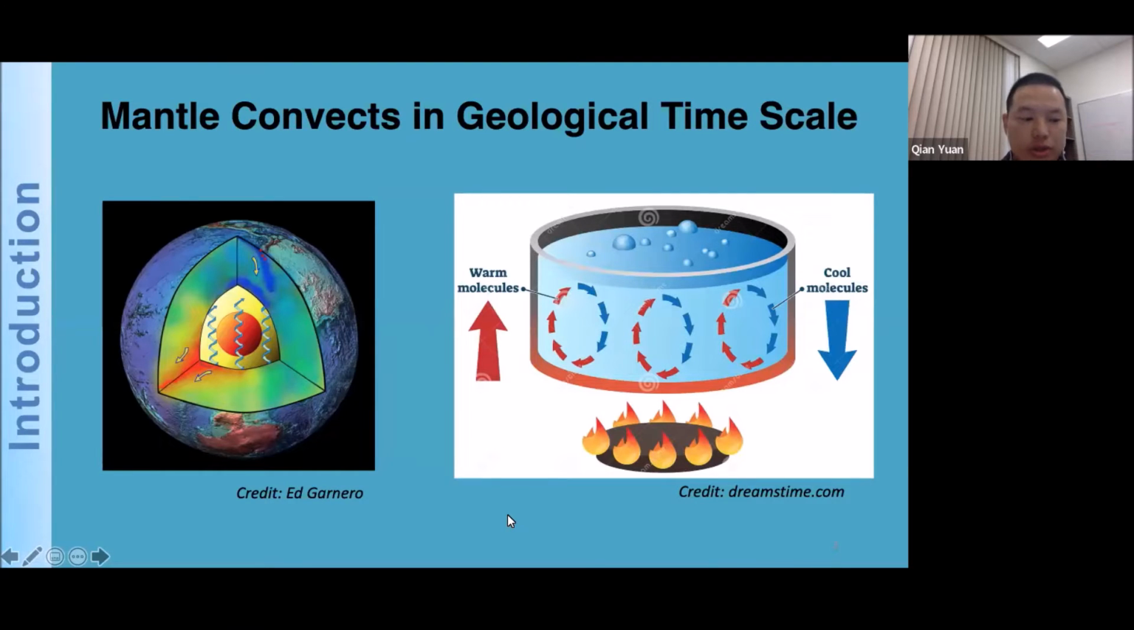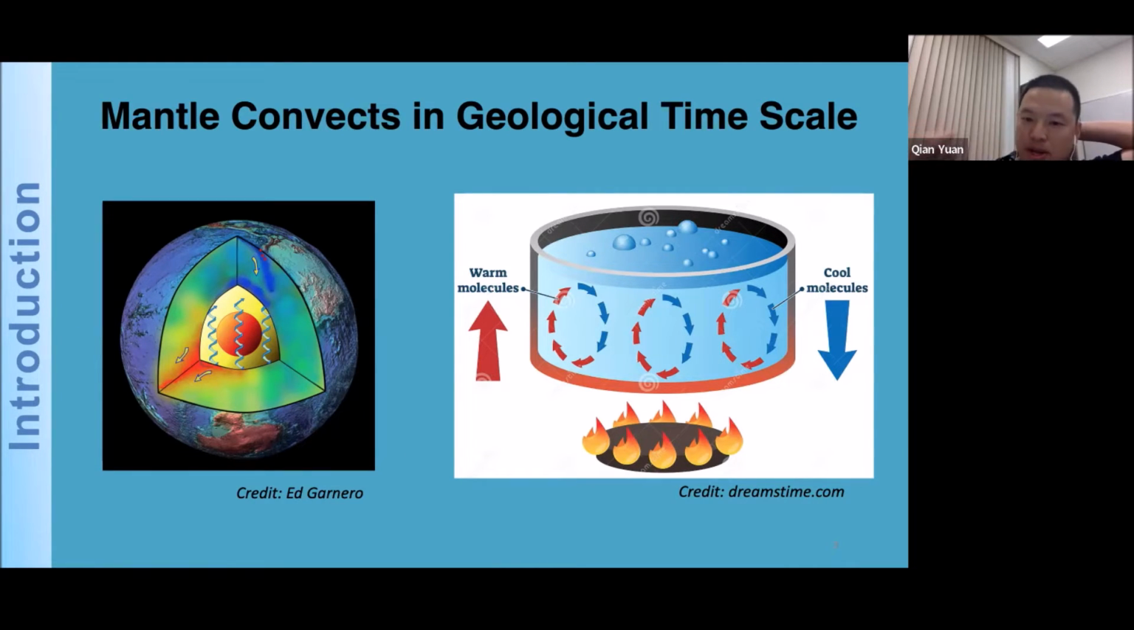So I want to first give some basic information about mantle convection, because there may be audience members who study environment or soft earth science. The Earth's mantle is solid, but on a geological timescale, it can convect.